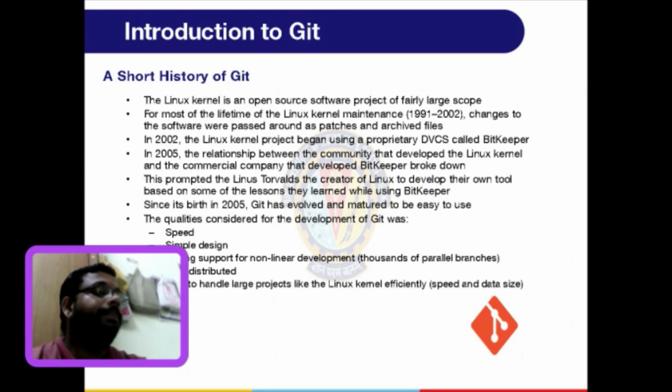The qualities considered for the development of Git were speed, simple design, strong support for non-linear development, thousands of parallel branches, fully distributed, able to handle large projects like the Linux kernel efficiently, speed and data size.